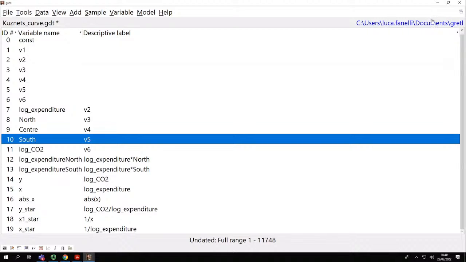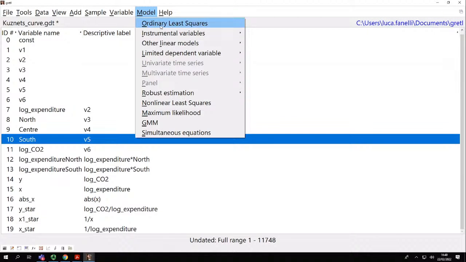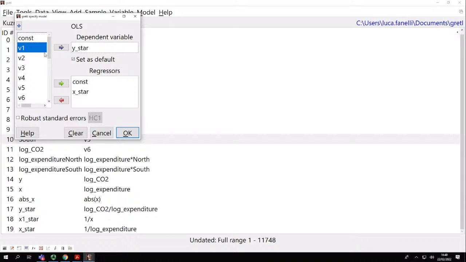Imagine, think about this simple regression model, okay? I do the following regression: ordinary least squares, with CO2 emission as the dependent variable, and I have a constant, then I put north, center, and south. So I have included 4 deterministic variables.